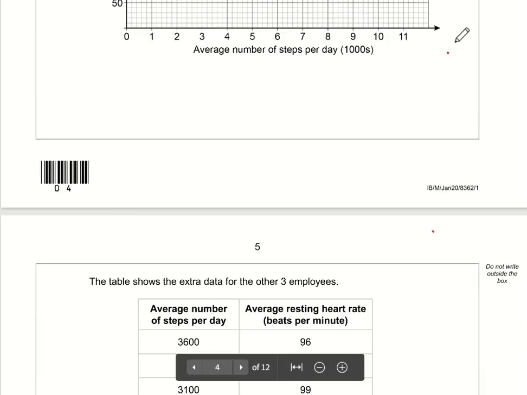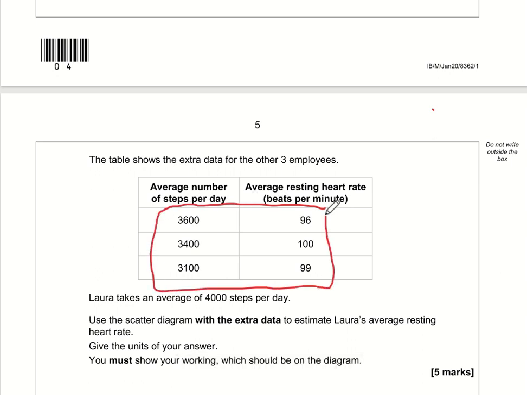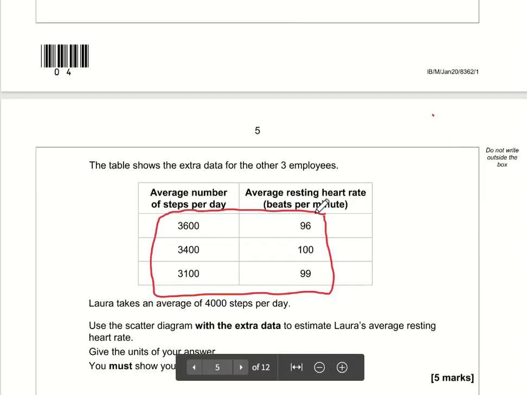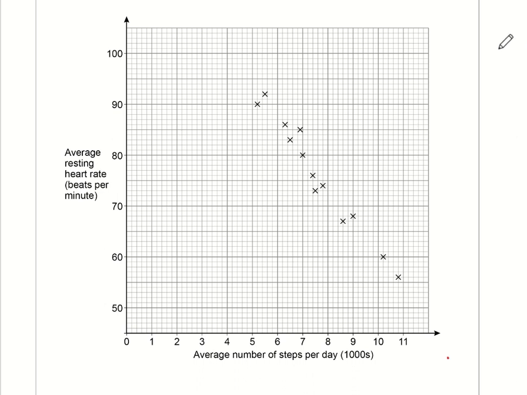Now the first thing we need to do for section B is to put this data on the graph. So to save myself from scrolling up and down, which would be quite annoying, I'm just going to copy the values and write them here, which means I'm going to be writing in the margin where you're not supposed to be writing, so sorry about that. So it's 3,600 steps, 96 beats per minute, 3,400 was 100, and 3,100 was 99.